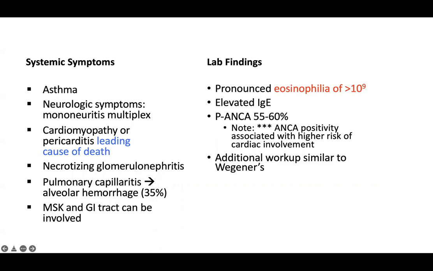For this diagnosis, you're going to want to see eosinophilia. That's in the name of the diagnosis, so it's definitely helpful to see an eosinophilia level of greater than 10 to the 9th. Elevated IgE can also be supportive of the diagnosis. As I said, P-ANCA is positive in 55 to 60%, and this ANCA positivity is associated with a higher risk of cardiac involvement. The additional workup is similar to GPA.